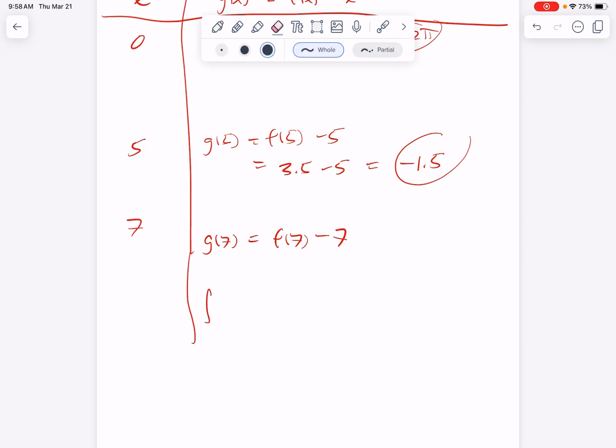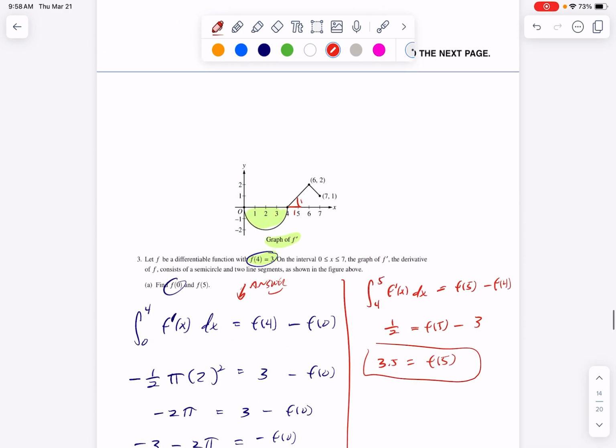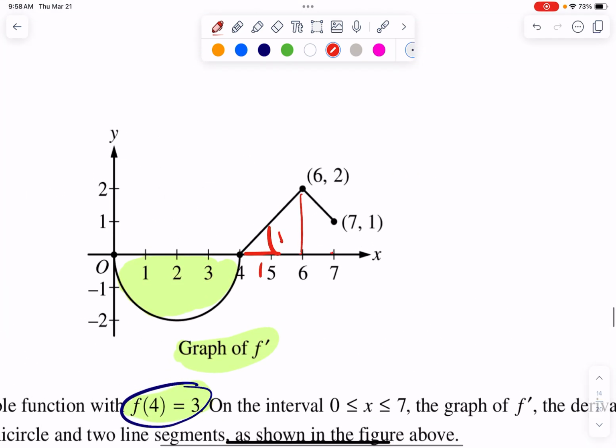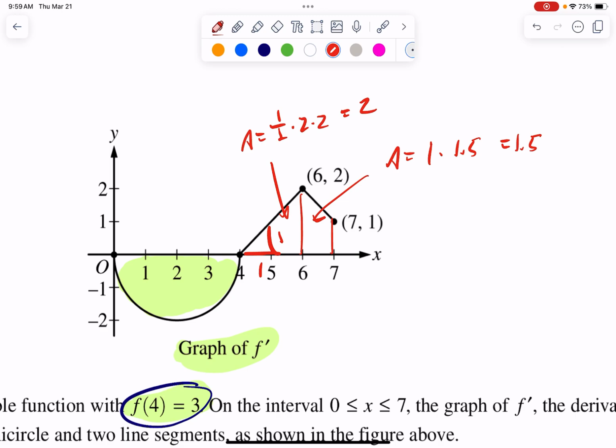The definite integral from 4 to 7 of f prime of x dx is f of 7 minus f of 4. But on the other hand, that definite integral from the graph, so this is a 2 by 2 rectangle, so this is area equals 1/2 times 2 times 2. This is a trapezoid with a base of 1 and an average height of 1.5. So this is 2 and this is 1.5. That whole thing is 3.5.